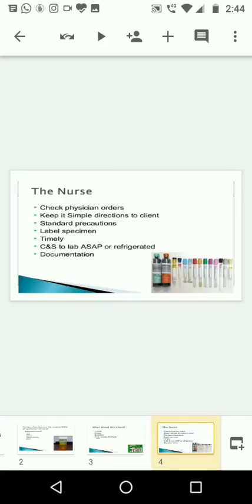Then what all measures should you take? Check the physician order first of all. Then give simple directions to the client so that the client is able to understand what we are going to perform on them. Take standard precautions. Label the specimen. Then send the specimen to the lab on time. If you are taking culture and sensitivity tests, send the sample as soon as possible. And if it is not possible, you should refrigerate the sample. Then after all these things, you should document them.